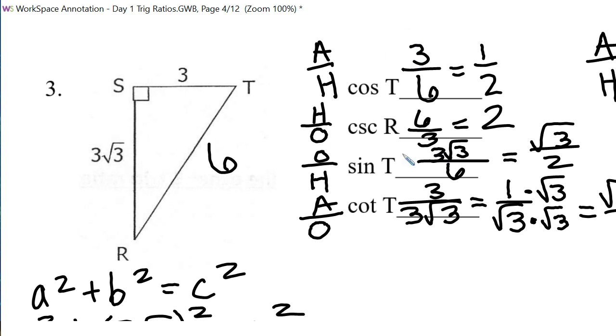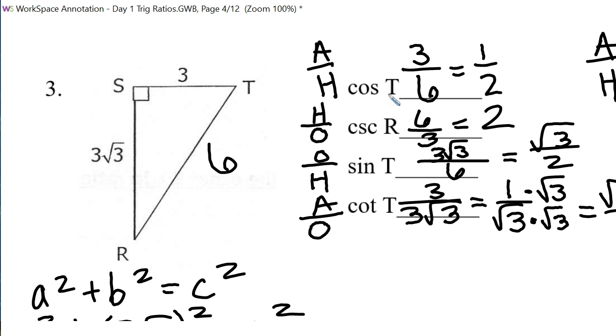Adjacent over hypotenuse. And what was the adjacent side for angle R? 3 square root of 3. And what is the hypotenuse? 6. And that simplifies to what? Square root of 3 over 2.